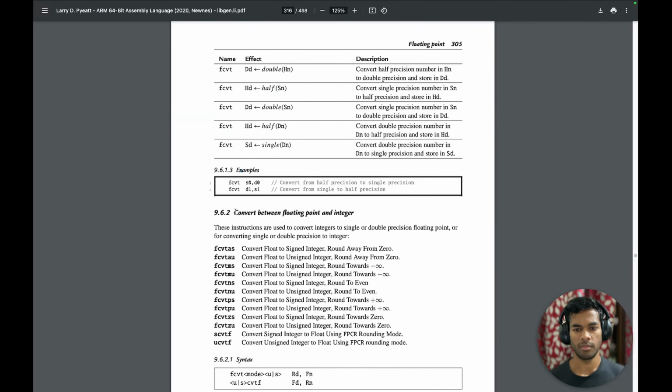Convert between floating point and integer. Okay, and these are examples from double to single and from single to double. These instructions are used to convert integers to single or double precision floating point numbers, or for converting single or double precision to integers. FCVTAS.